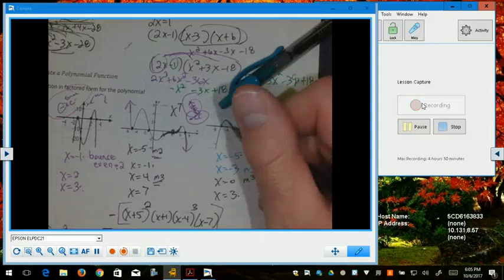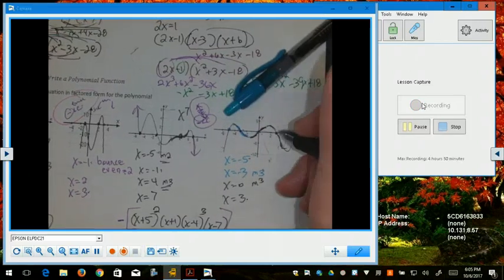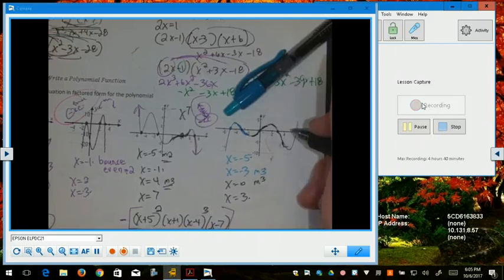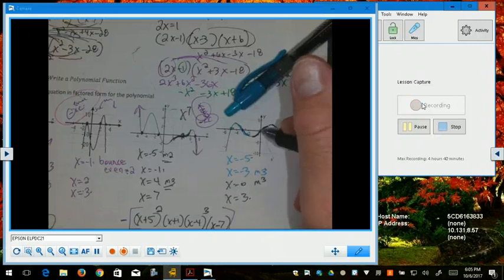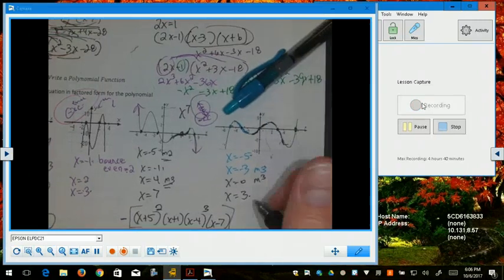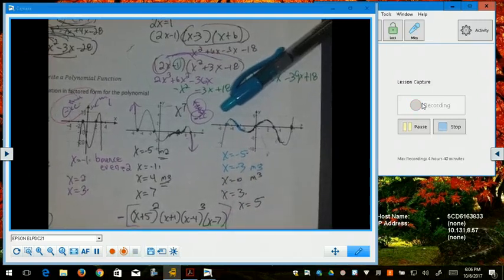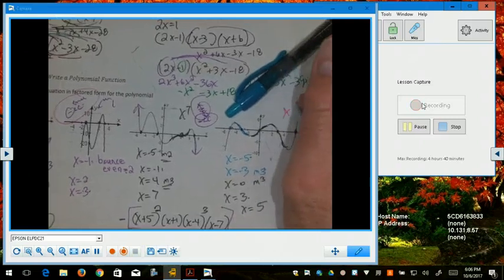So either one of these is not. That looks like it twists there. Maybe it does actually twist here. 1, 2, 3, 4, 5, 6, 7, 8, 9. Oh, I didn't put the last one on there. That's why. X equals 5. So that is an odd degree polynomial. 6, 7, 8, 9. It's an x to the 9th.